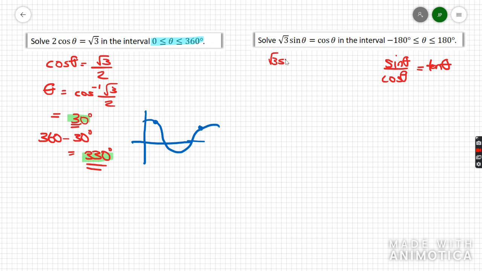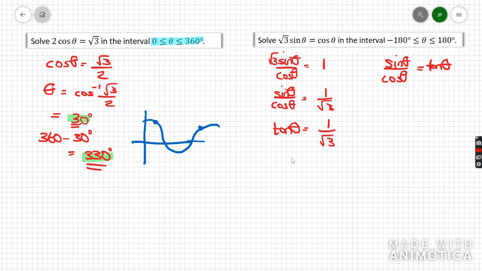So that means I'm going to have root 3 sine theta over cos theta equals cos theta over cos theta, which is going to be 1. I can then move my root 3 across. So I'll have sine theta over cos theta equals 1 over root 3. You can see why this can get complicated and you've got to be really careful with your manipulation. Tan theta equals 1 over root 3. So theta, do tan to the minus 1 of 1 over root 3, and theta will equal 30.